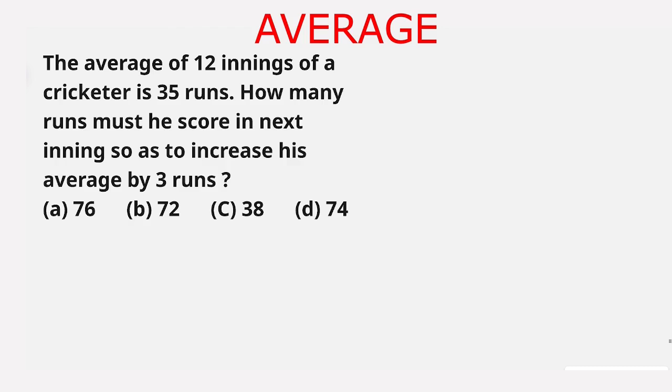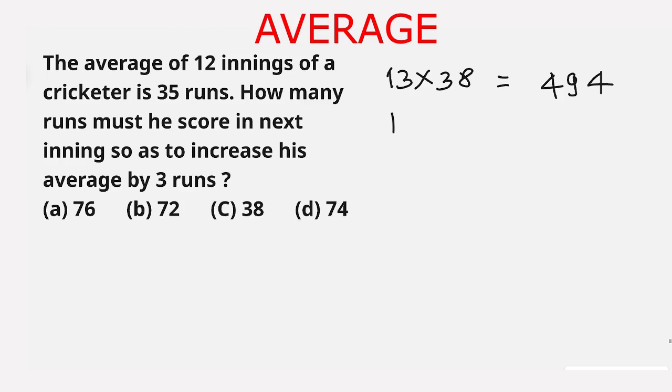If the batsman has to increase his average by 3 runs, then the average will be 35 plus 3 is 38 runs. So the total runs after 13 innings will be 13 multiplied by 38, and this is equal to 13 times 8 is 104. I write 4 and carry 10. 13 times 3 is 39 plus 10 is 49. So the total runs after 13 innings must be 494 runs.